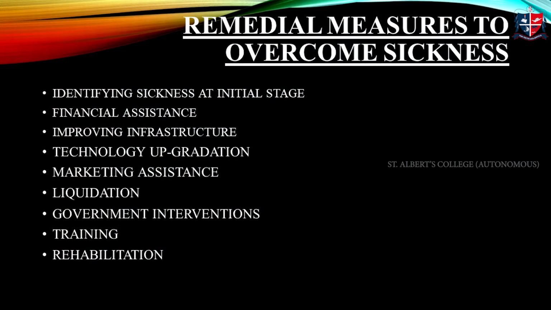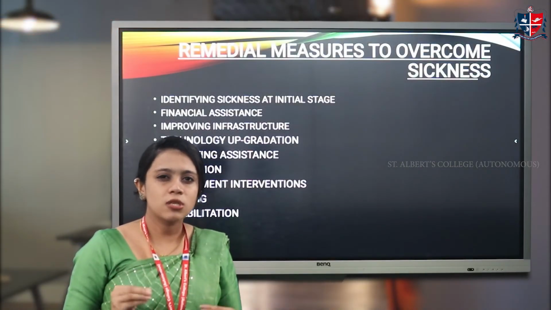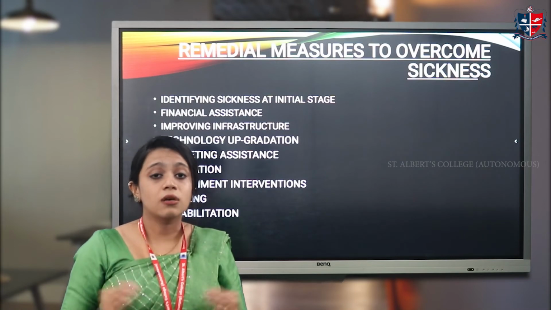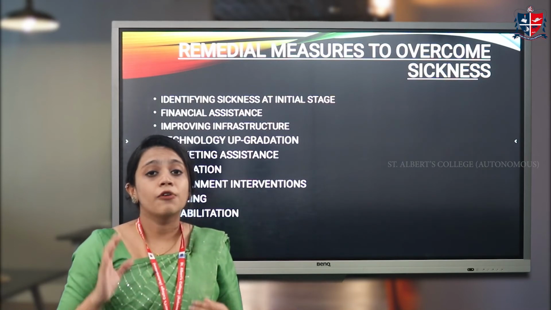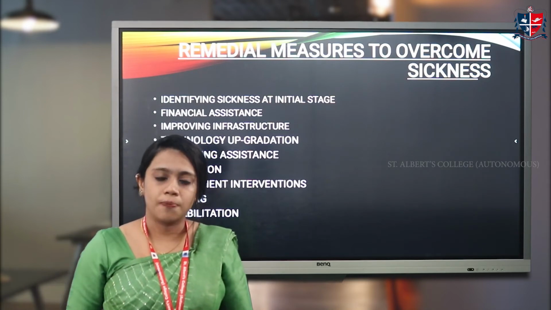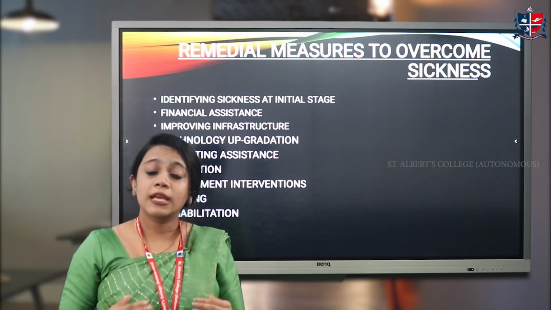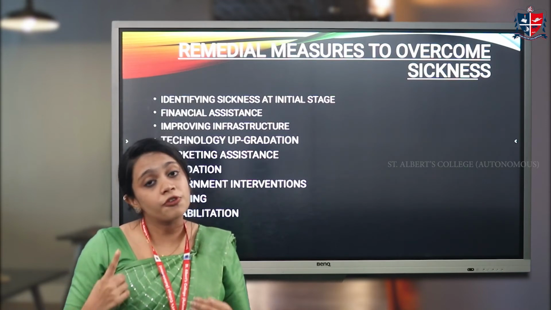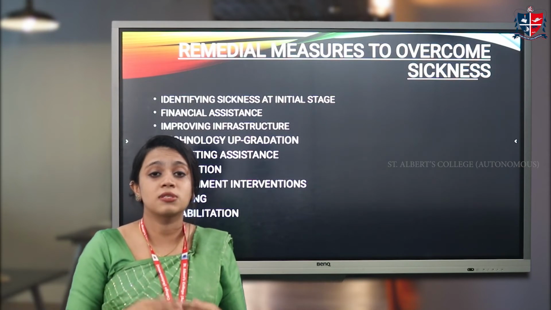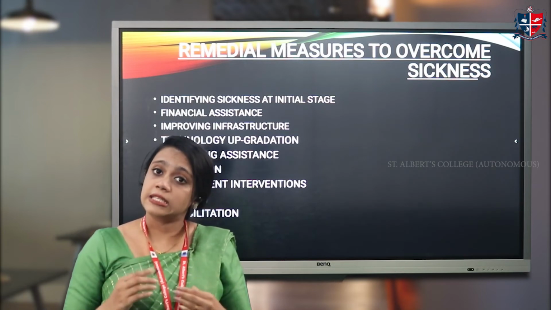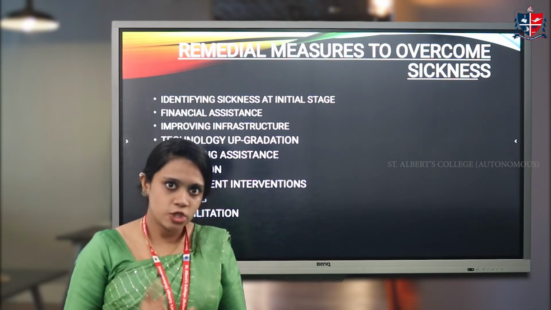The first one is identifying sickness at the initial stage. Sickness in small scale industries is not a sudden phenomenon, but a gradual process taking 5 to 7 years, eroding the health of a unit beyond cure. Therefore, the identification and detection of the sickness at an incipient stage is the first and foremost step to detect and reduce the sickness. Sickness must be identified at the initial stage itself.